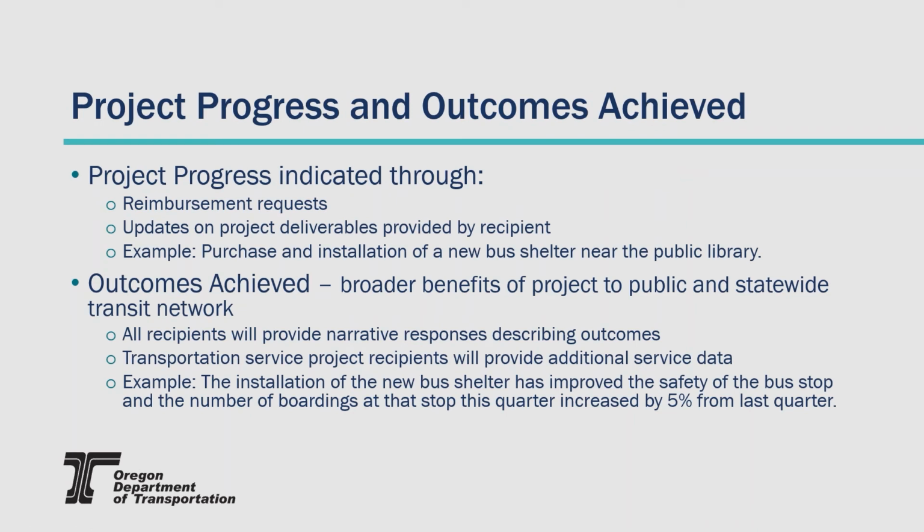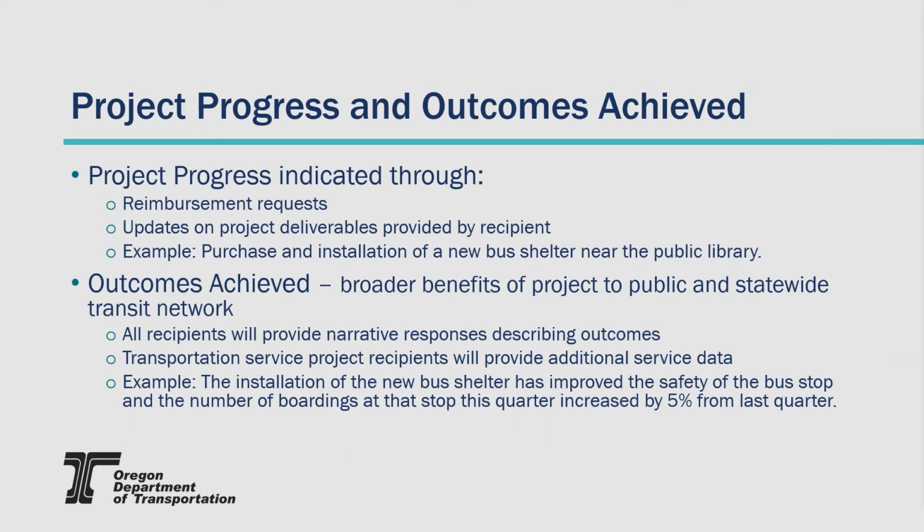We're going to dig in a little bit more to project progress and outcomes achieved and what those categories mean. Project progress is going to be measured or looked at a couple different ways. We'll look at the reimbursement request submitted, and so this gives a sense of the amount of funds that were expended each quarter and in which task categories. So it gives RTCs a sense of how far along the grant is in terms of the funds.